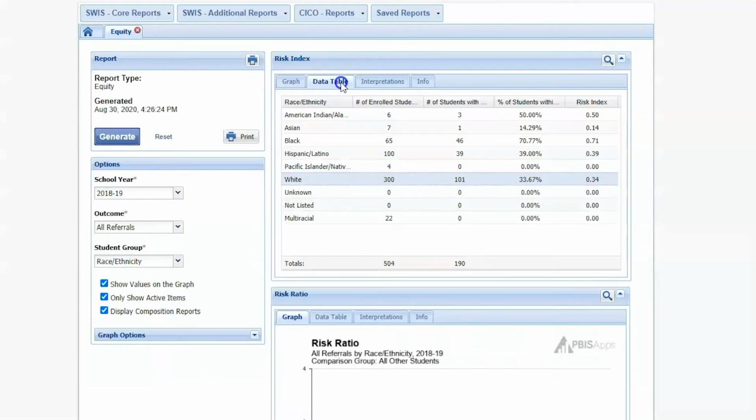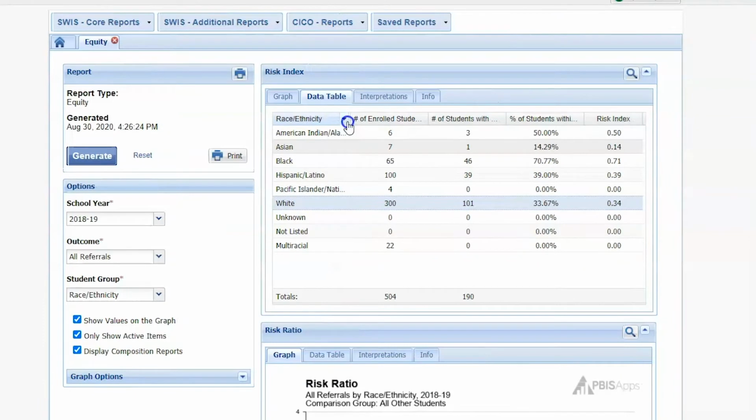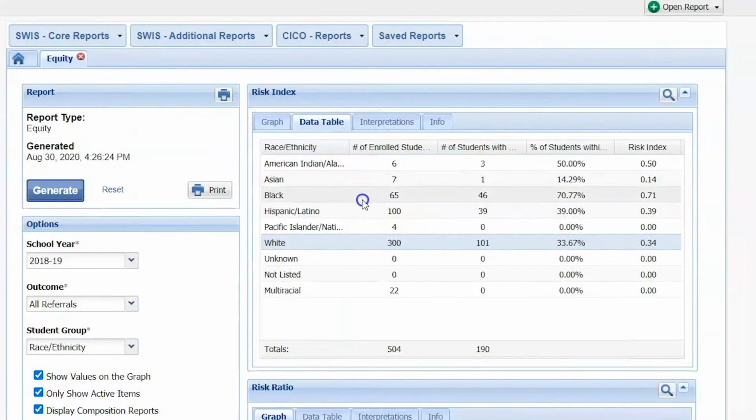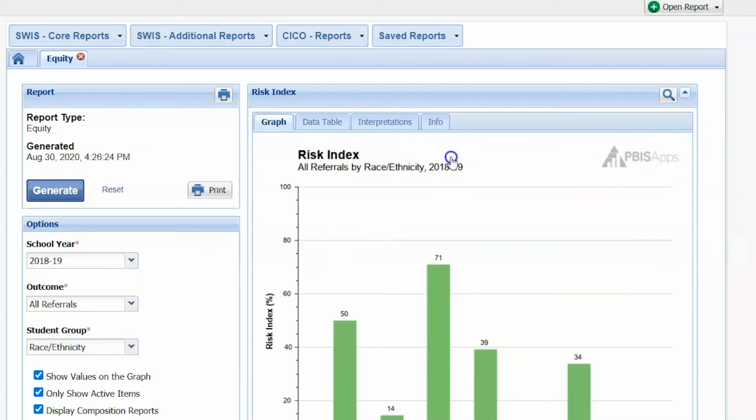Back in the data table, let's look at the risk index information for students identifying as Black. There are 65 students enrolled who identify as Black, and 46 of those students have received a referral. When we divide the 46 who have a referral by the 65 Black students enrolled, we get 70.77%, or a risk index of about 0.71. So we can say that in our demonstration school, about 71% of the students identifying as Black are at risk of receiving or have already received a referral.